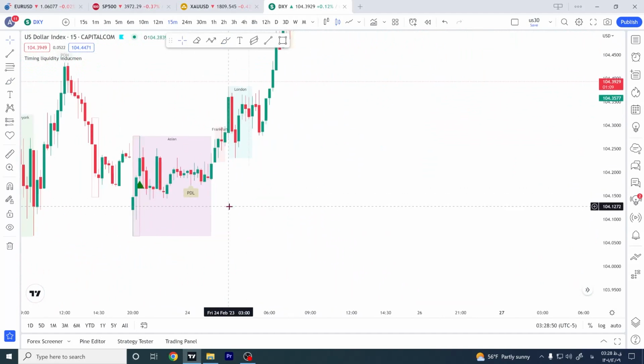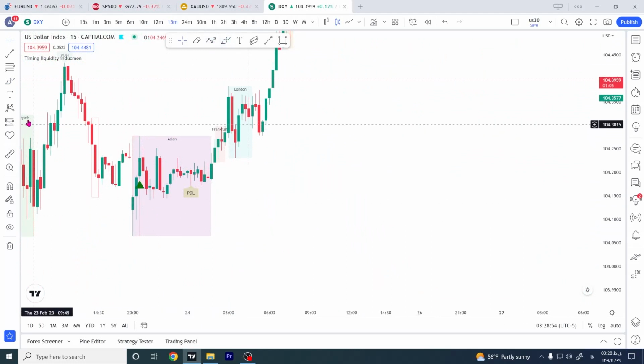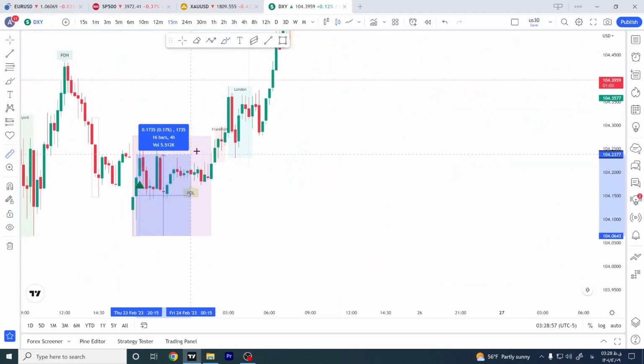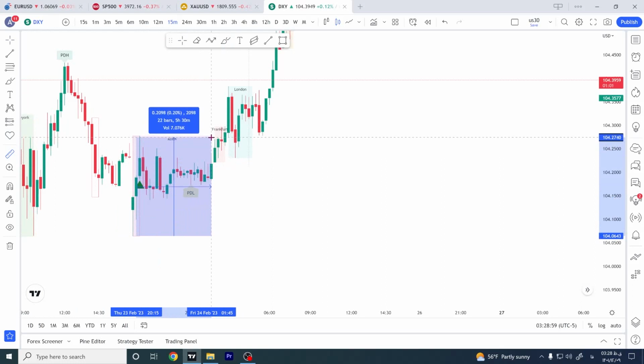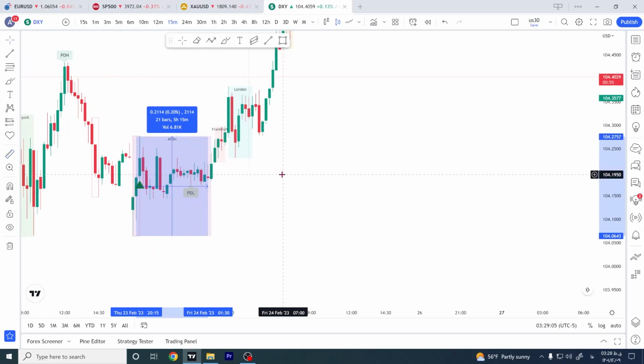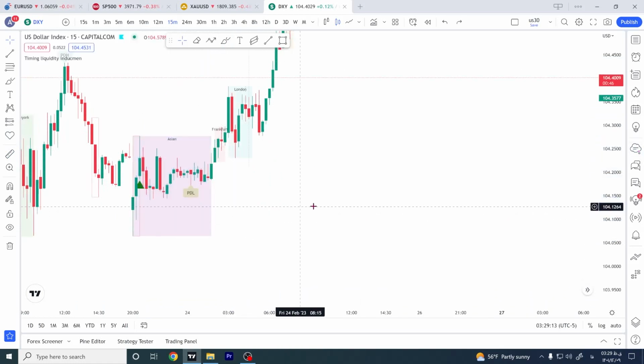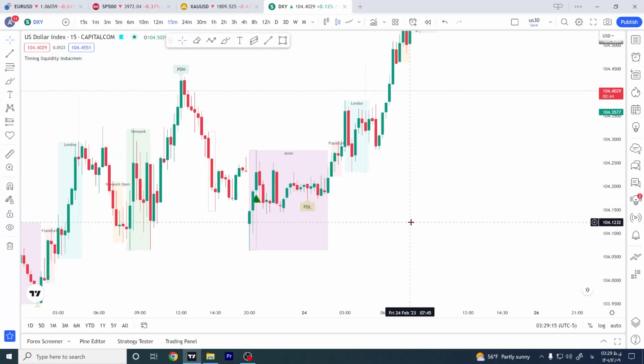We have Asian sessions here. The Asian session is trending. You can see that the Asian started here and it went up for 211 pips, but it is an index, so if we count that as pips.